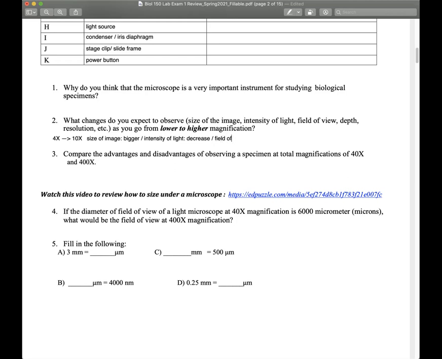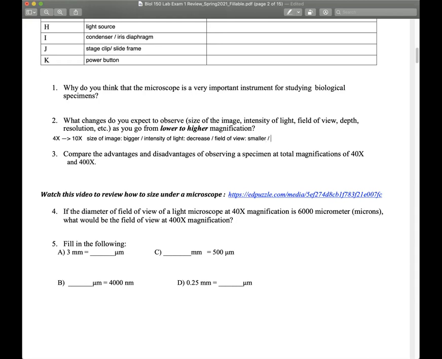The field of view. So how much area can you see through your lens? Is that going to get bigger or smaller? Smaller. Right, it's going to get smaller. Yeah, so as you zoom in, you're going to see more detail, more of your sample, and you're reducing that field of view.